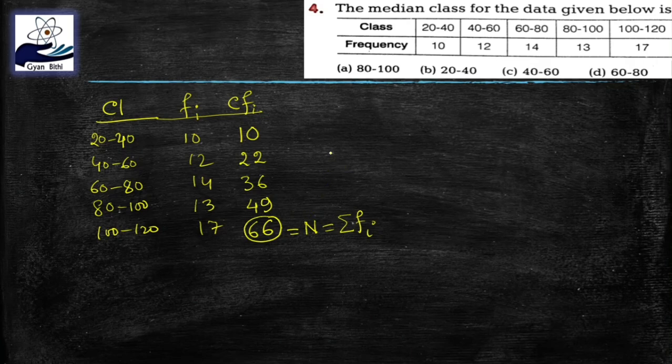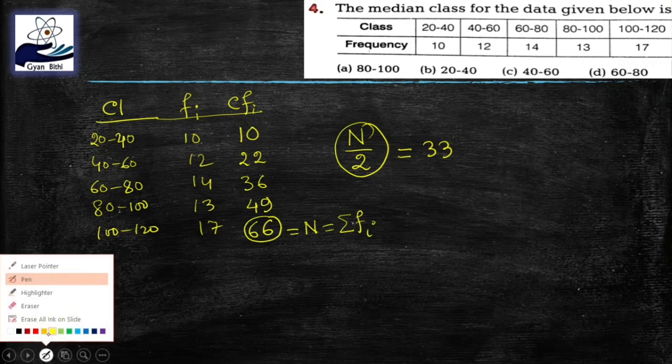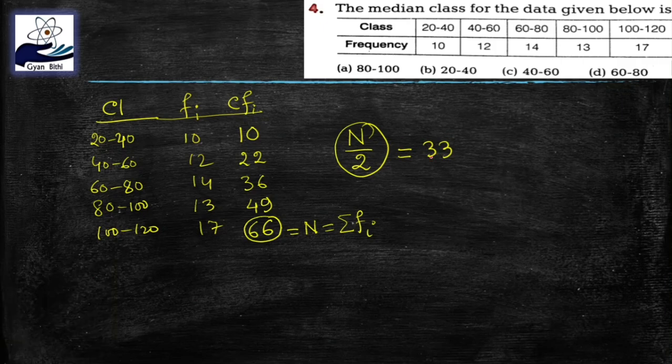So how to find the median class? Just see very carefully. Here you will find n by 2. If n is equal to 66, what is the value of n by 2? This will be 33. Where the cumulative frequency is just more than this value of n by 2, which here is 36, the corresponding class is the median class, that means your answer. So 60 to 80 will be your answer, which means option D. Option D will be your correct answer.